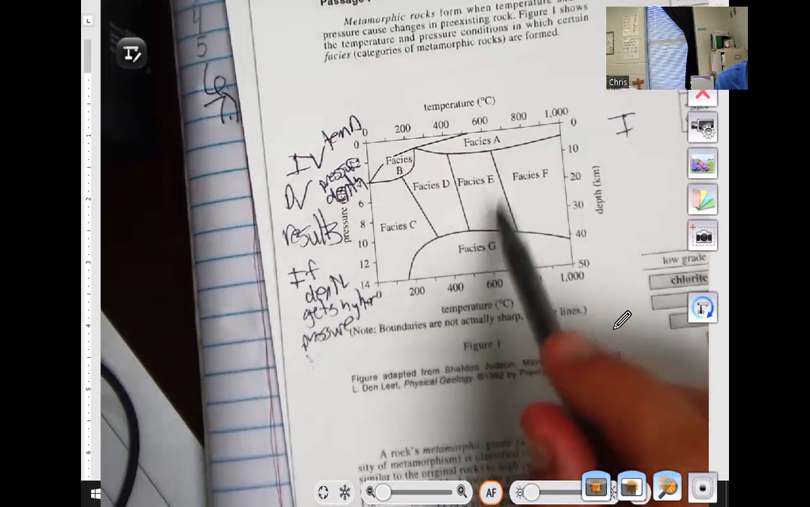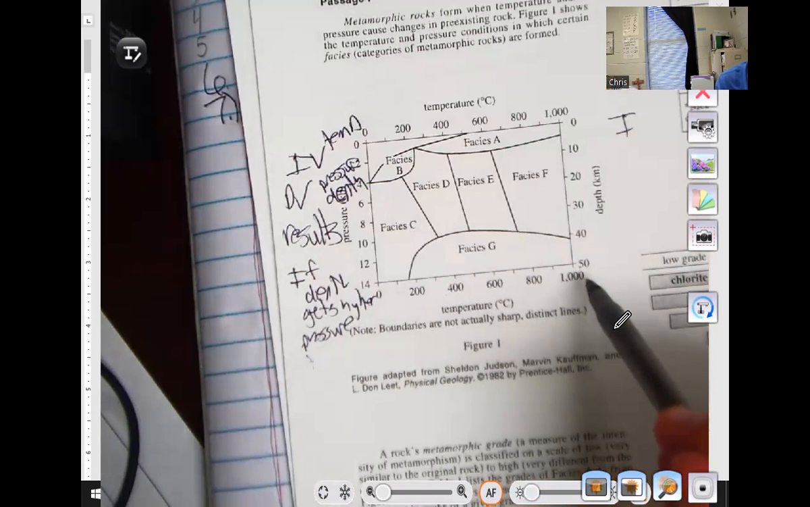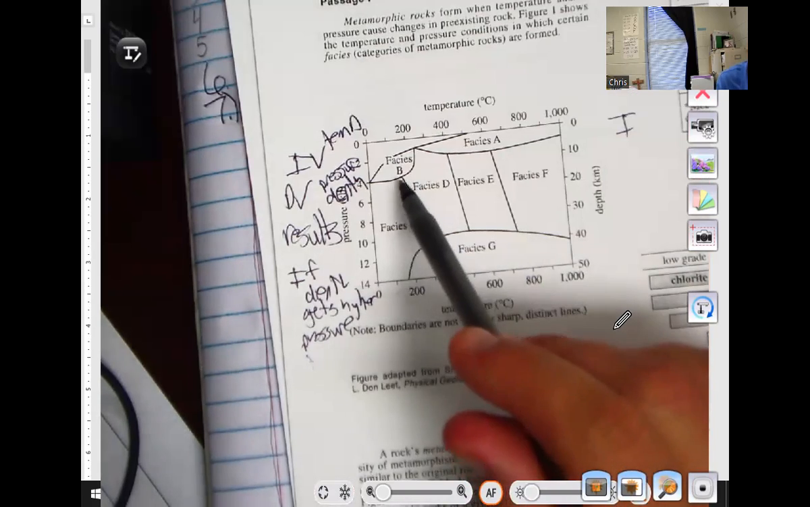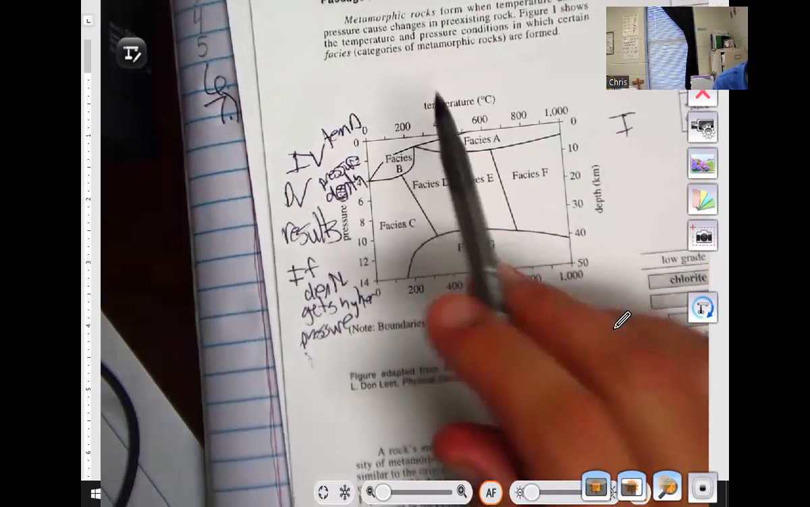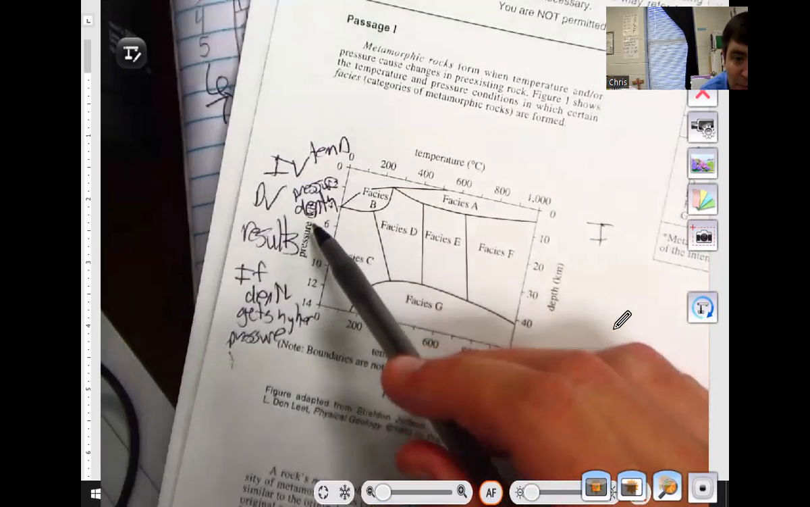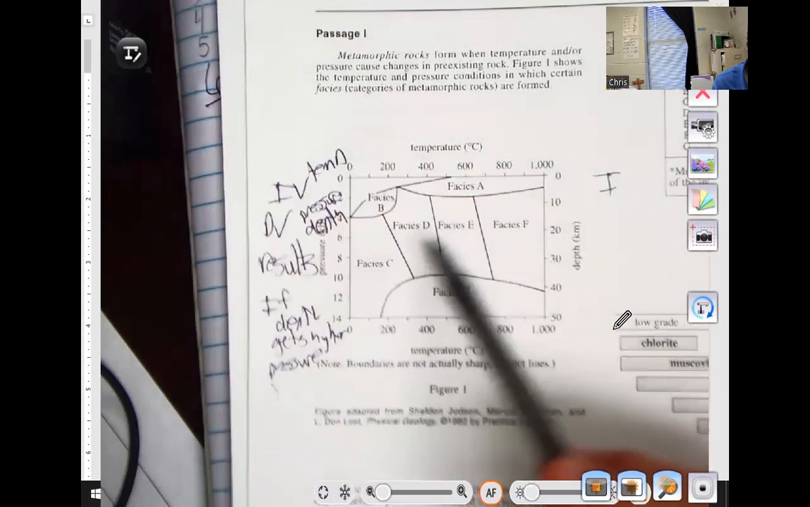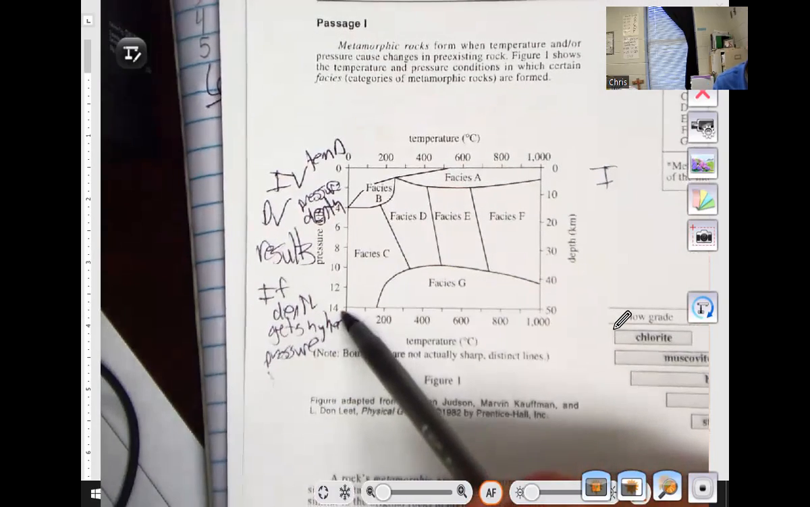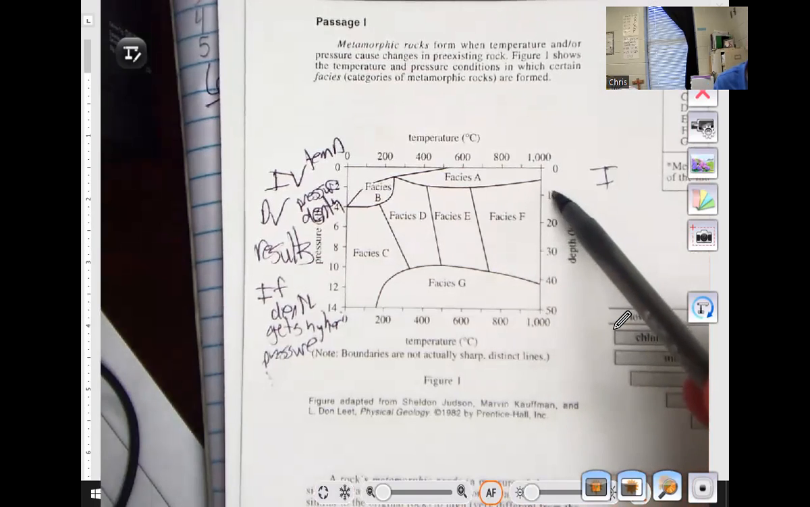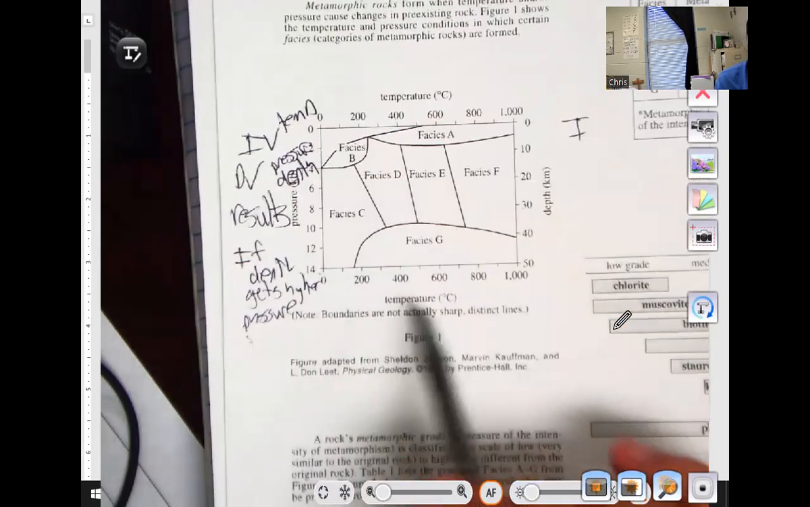All right, how about Facies C? Is it formed at 1,000 degrees? No. If Facies C is formed from pressure of 4, I forgot whatever that is. I can't see it, it says kilobars, but it says that right here, and all the way up to 14, that's the pressure. And it's also formed from 10 to 40 kilometers in depth. So again, that is what we're trying to see. So we kind of get an idea what this table is about.